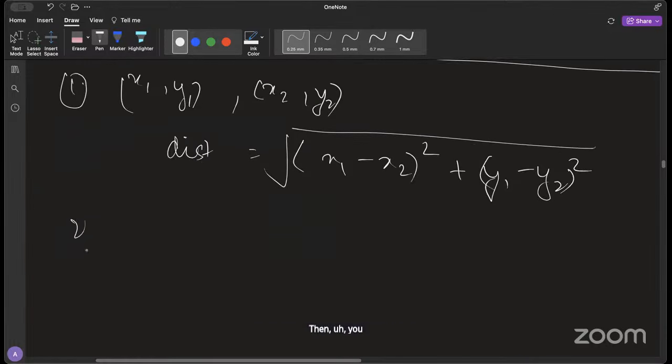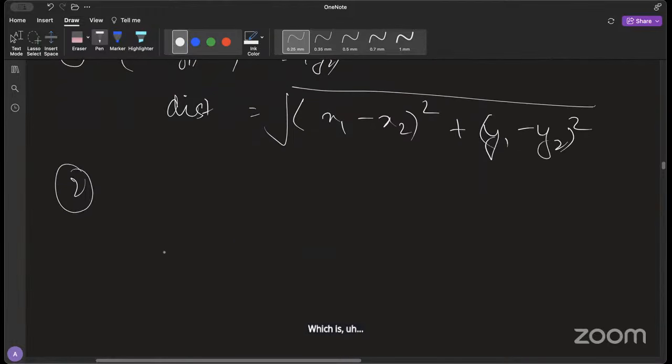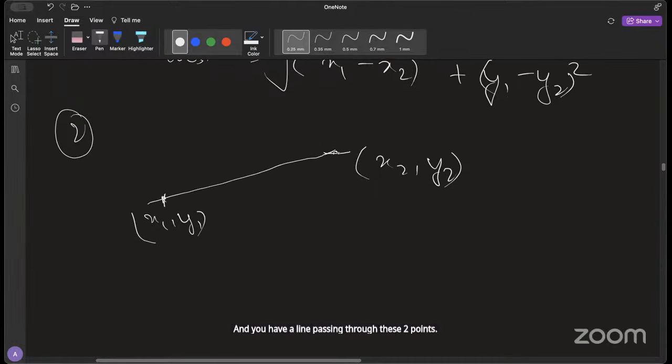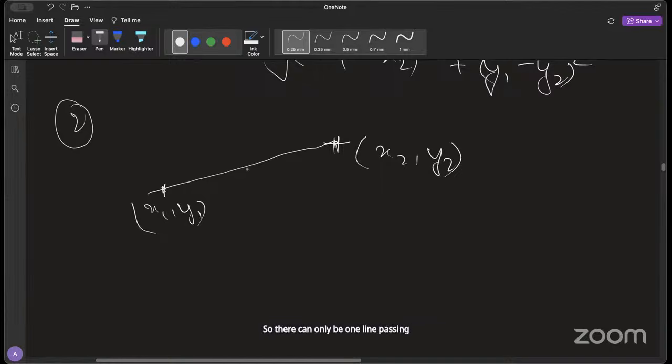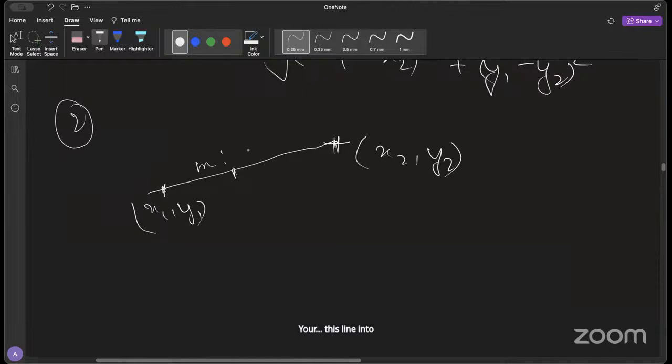Then you have the section formula. Let's say you have these two points, x1, y1 and x2, y2, and a line passing through them. By the way, there's a unique line passing through two points, so there can only be one line passing through them. Let's say you have to find the point that divides this line in the ratio m to n.